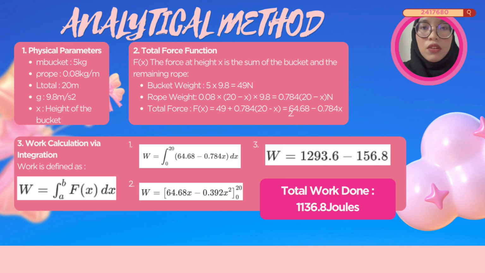Combining this gives us our final force function F(x) equals 64.68 minus 0.784x. Finally, we apply the work energy principle through integration. By integrating our force function over the 20 meter displacement, we find the area under the curve. After evaluating the integral, the total work done is exactly 1136.8 joules. This analytical result serves as our theoretical benchmark, which we will now verify using math.